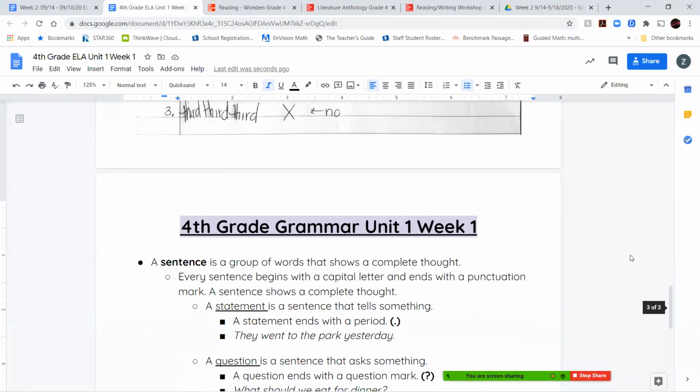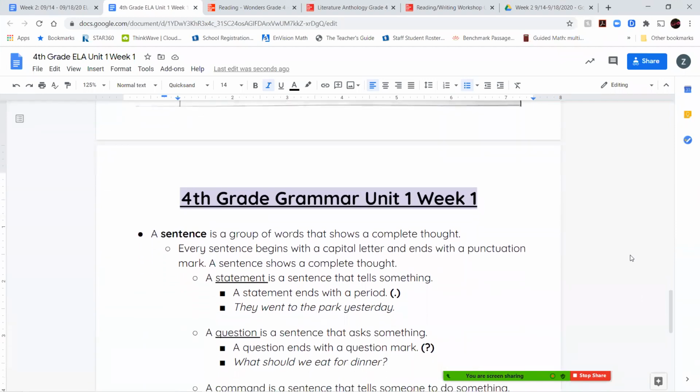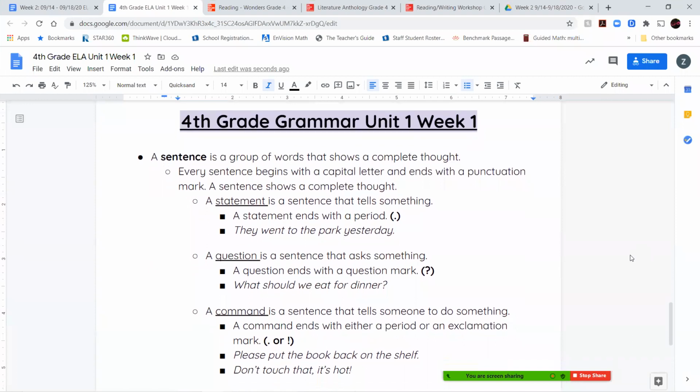Now, as we get into our grammar notes for this week, we're going to be talking about sentences and a couple different kinds of sentences. Now, we know a sentence is a group of words that shows a complete thought. Every sentence that you're going to see is going to begin with a capital letter and end with some kind of punctuation mark. A sentence shows a complete thought. Remember that because that's very important.